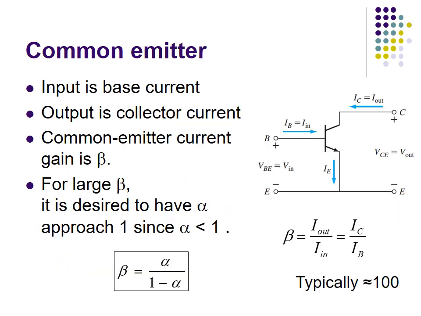The second common configuration is common emitter. In this case, the input is IB, base current, and the output is IC, collector current. The common emitter current gain is beta, given by IC over IB. Since IB is very small, beta is typically in the order of hundreds.